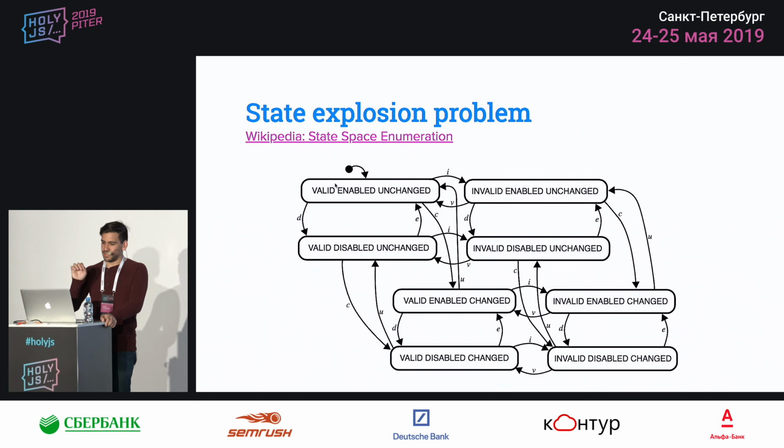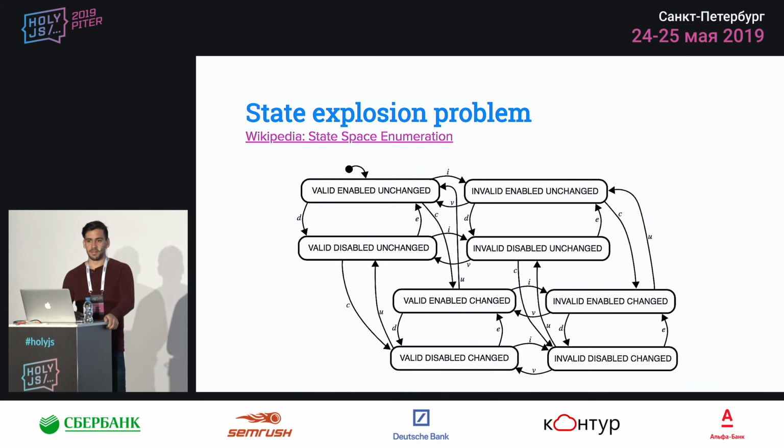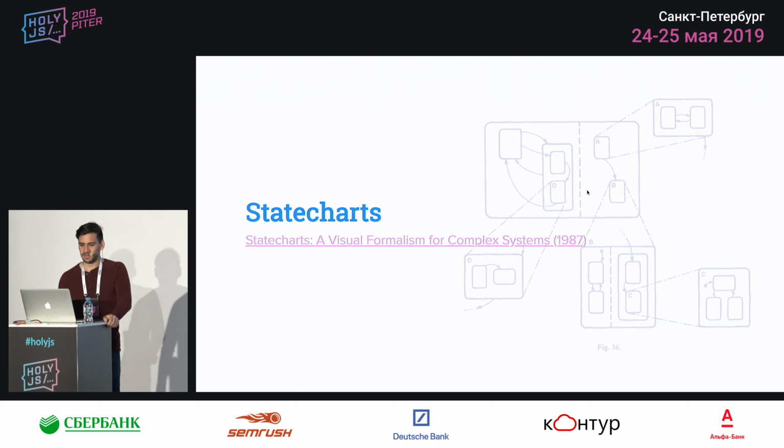But the problem is that when you have many states and your app has more complexity and you need to add more states, the number of transitions increases. And so when the number of states and the number of transitions increases, then you have an exponentially larger combination of states and transitions and also possible paths throughout your state machine.